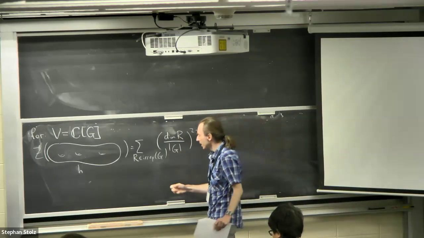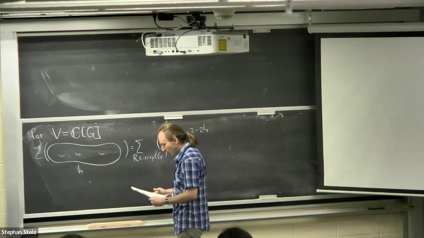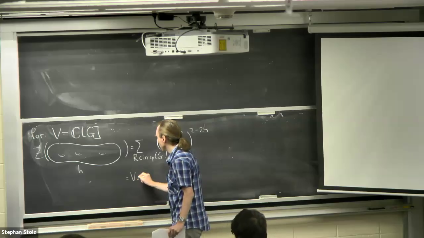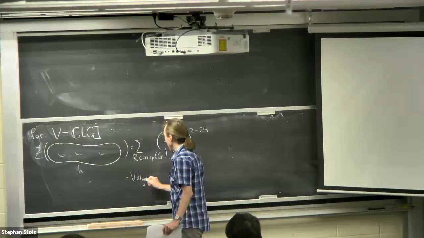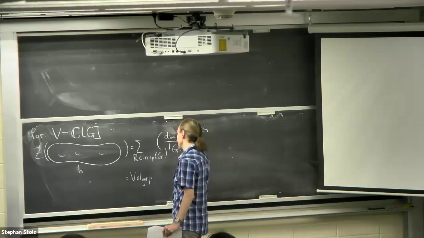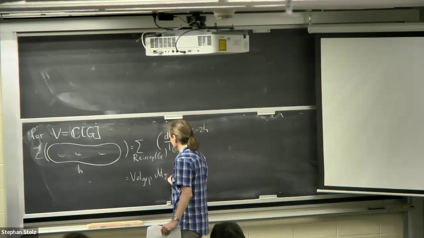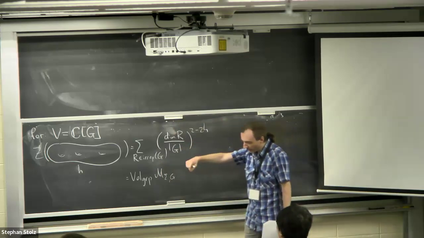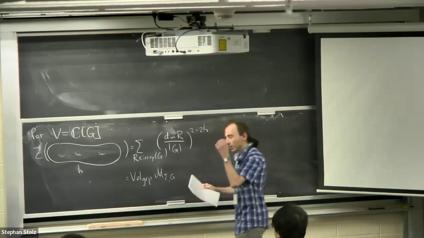It's a rational number, but it's not an arbitrary number. It has a nice meaning as the groupoid volume of the groupoid of G-coverings of the surface. So you're counting coverings, weighing each one with 1 over the size of the isotropy group.